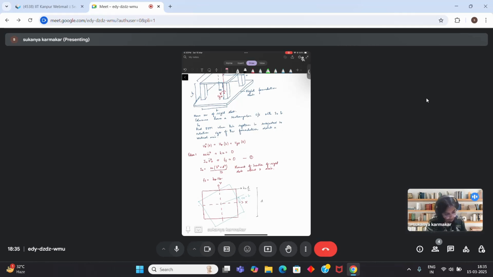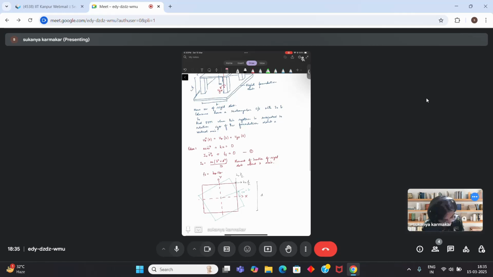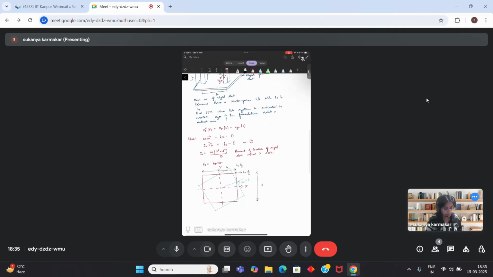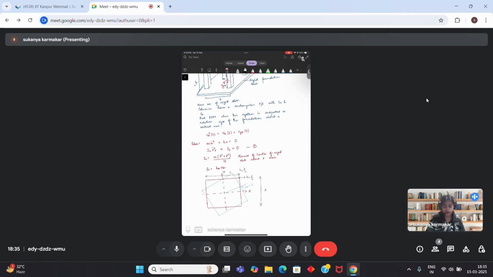And in the y direction, it will try to bring back the column down. So it's a resistance. So that is ky times b by 2. How much is this? This distance is b, right? And this distance is d. Similarly, you will have forces generated at all the four ends.